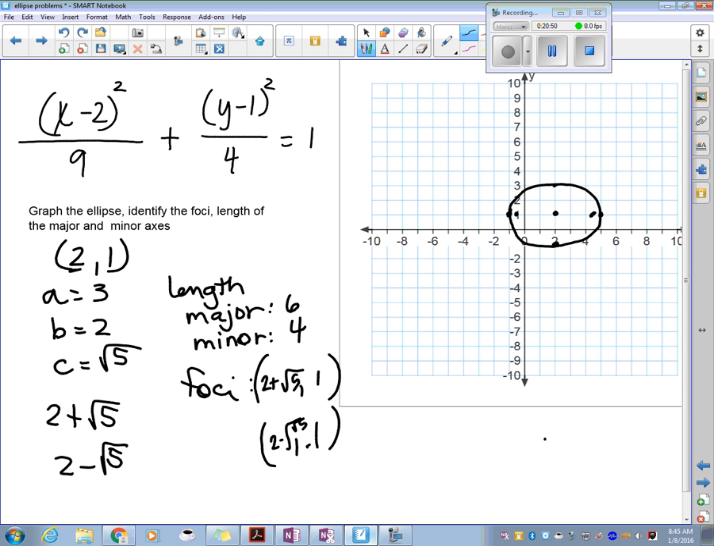IXL might ask you to give a decimal, but probably not. No, that's a fraction. They ask for a fraction. Okay, we'll see. All right.